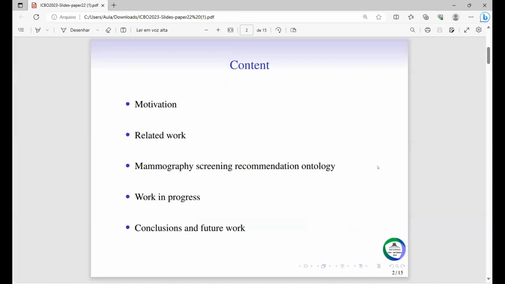This is the content of our presentation. I will talk about the motivation, ontologies and the related work. Edel will tell you about the mammography ontology, work in progress, conclusions, and our future work.